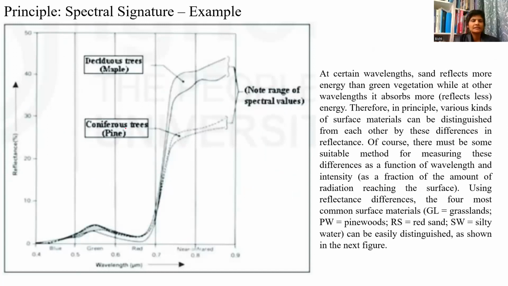This is the same application, but in regards to the vegetation. Sorry for the poor quality of the graph, but on the x-axis you've got the wavelengths, and on the y-axis you've got the reflection.